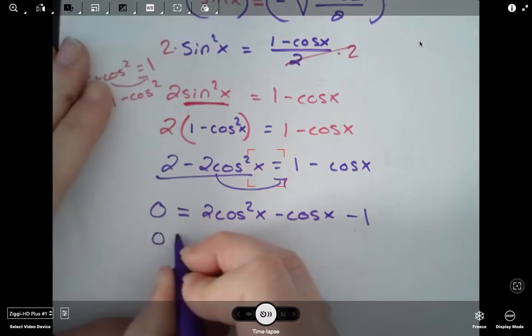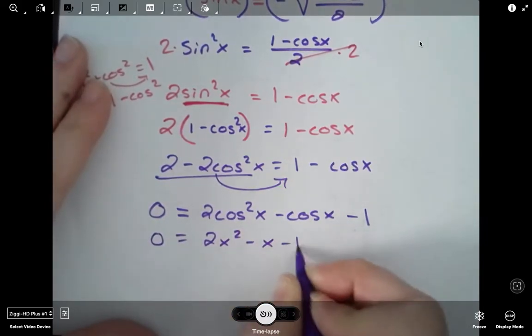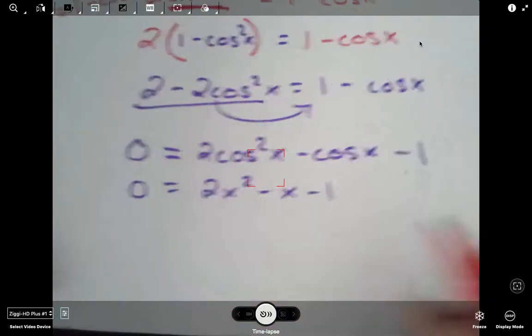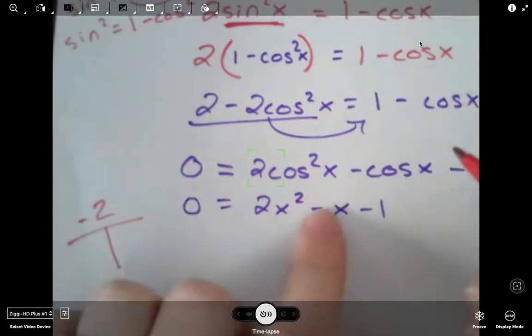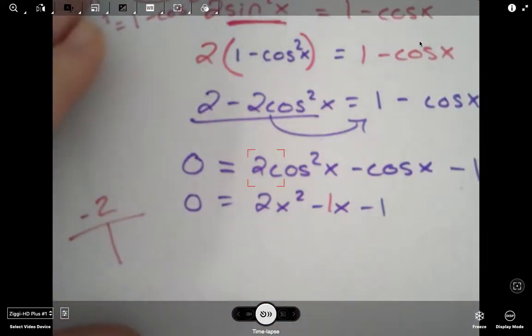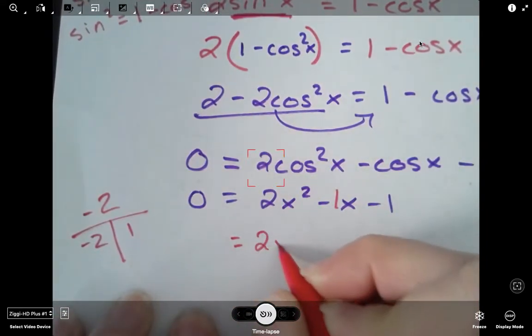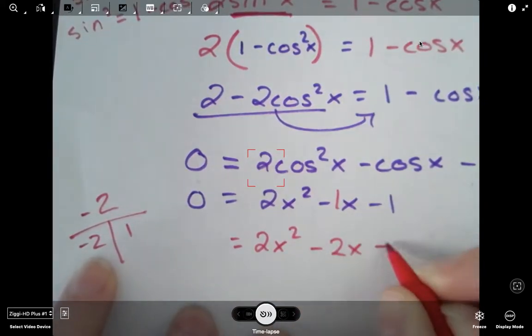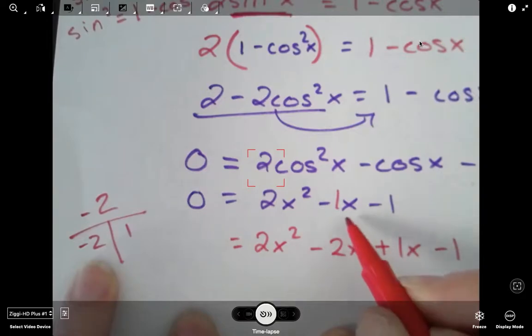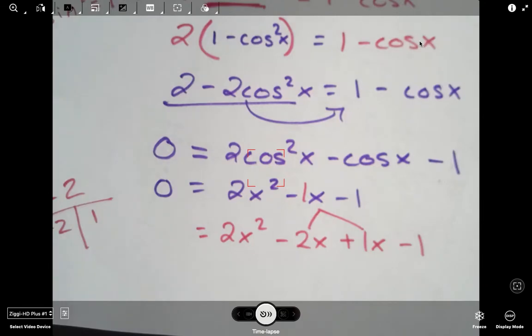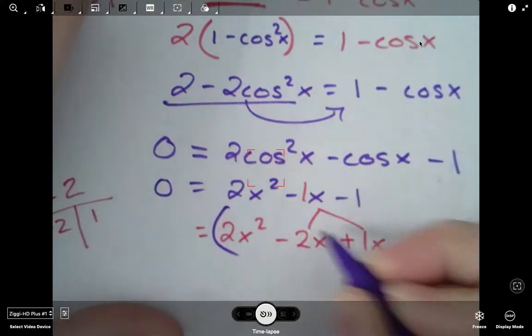I like to change them to x's: 2x squared minus x minus 1. Makes it a lot less intimidating. Now Cody's method. 2 times negative 1 is negative 2. Multiply to get negative 2, but add to get negative 1. So negative 2, positive 1. We just flip the signs around. So, 2x squared minus 2x plus 1x minus 1. These two pieces will give me that negative 1x if I put them back together. Now group.